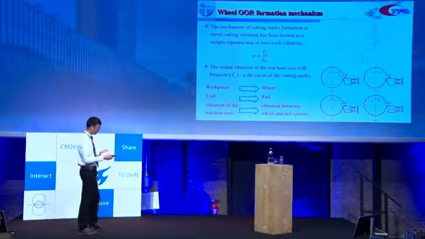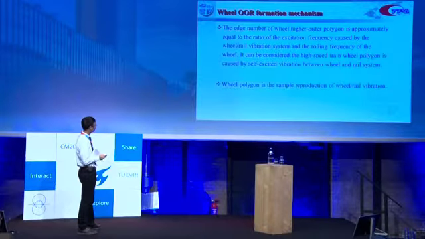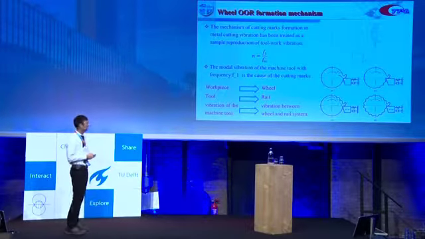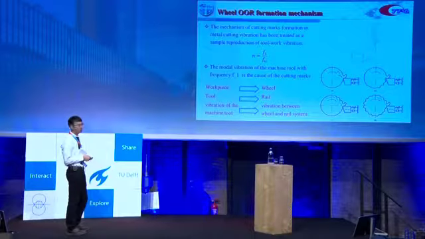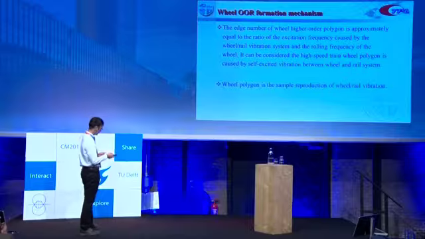Take the cutting marks as an example. With regard to the wheel, the vibration between the wheel system and the vibration of the machine tool. Based on the cutting process, the edge number of the wheel high order polygon is equal to the ratio of the exciting frequencies caused by the vibration system and the wheel rotation frequency. So the question is, where is the frequency generated from? The wheel or the wheel system?